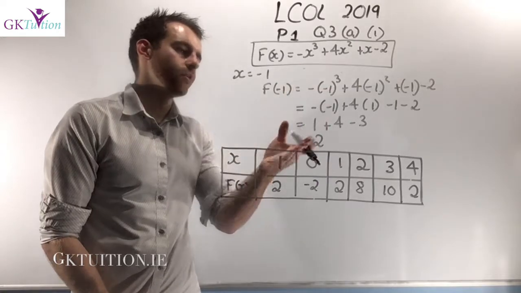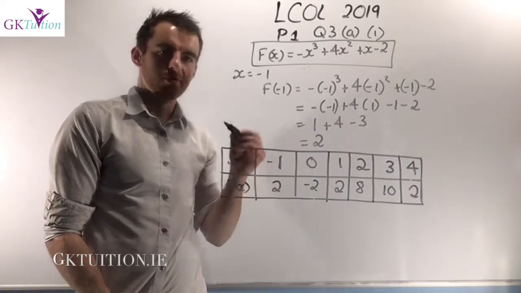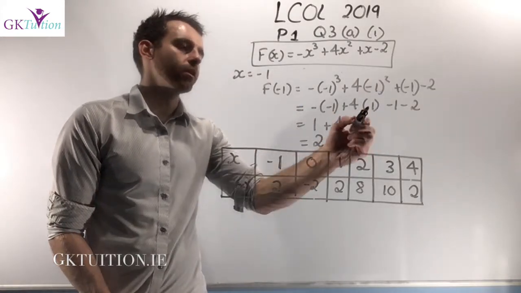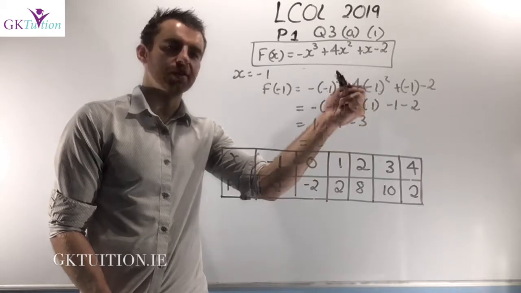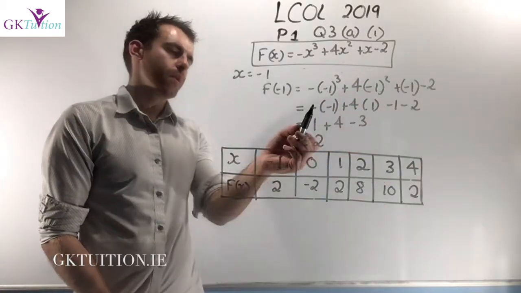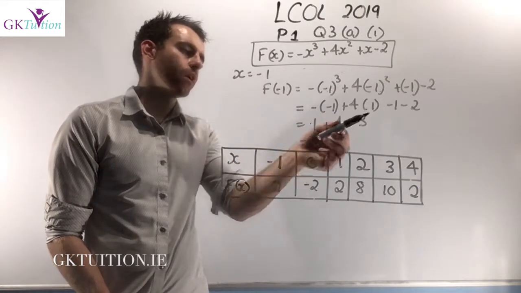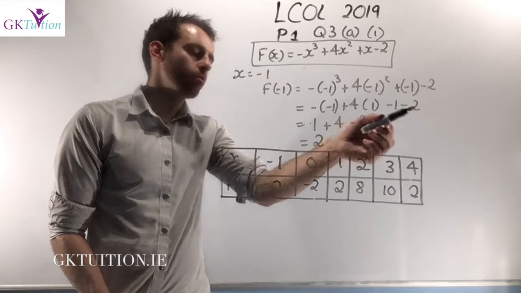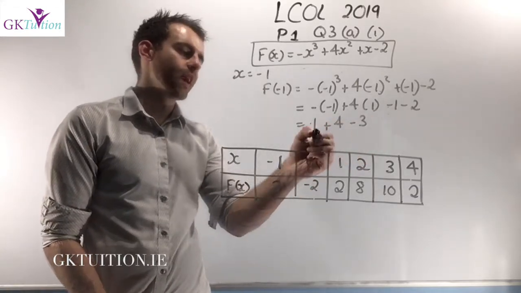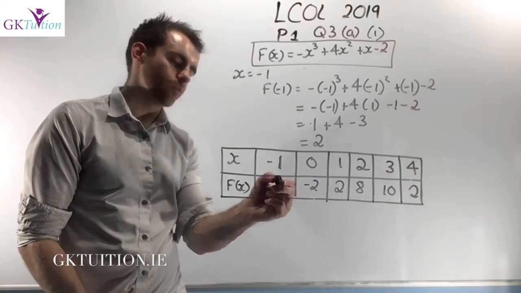Nonetheless, I've worked it out here. Minus 1 to be cubed is minus 1. Minus by minus gives you a minus. Minus 1 to be squared is plus 1, because minus by minus gives you a plus. And then at the end I just have minus 1 minus 2. Then here I have a minus by minus, which is plus 1, 4 by 1 is 4, and minus 1 minus 2 is minus 3. If I add these together, I just get 2. So that means that when x is minus 1, y is equal to 2.